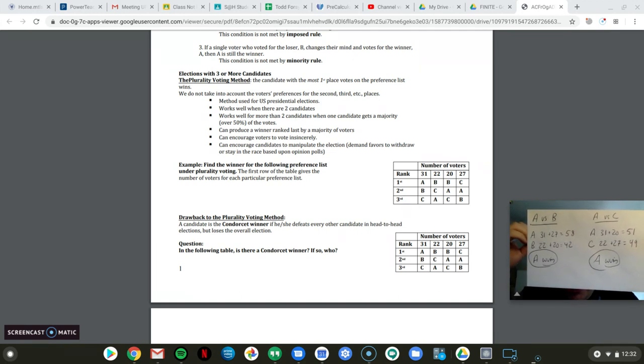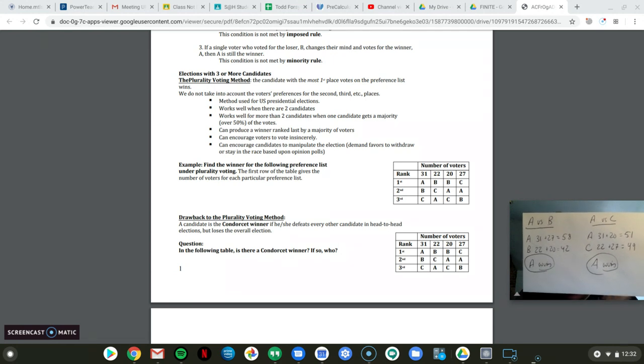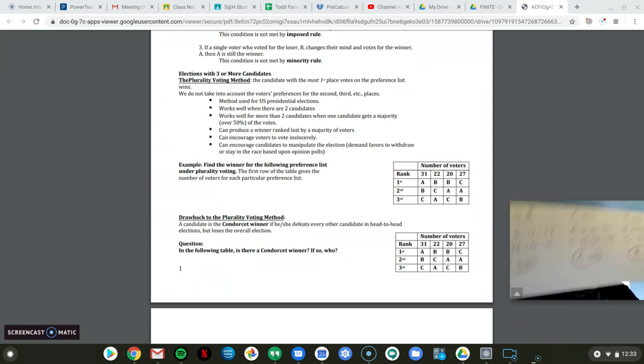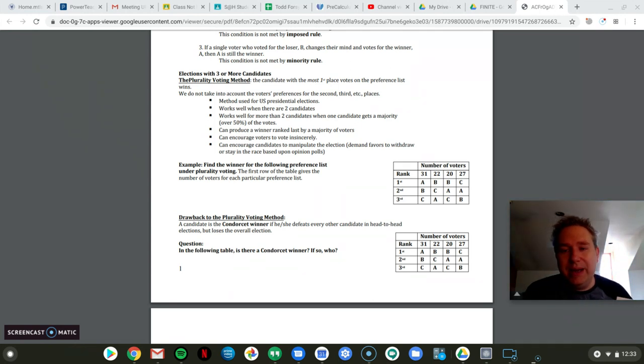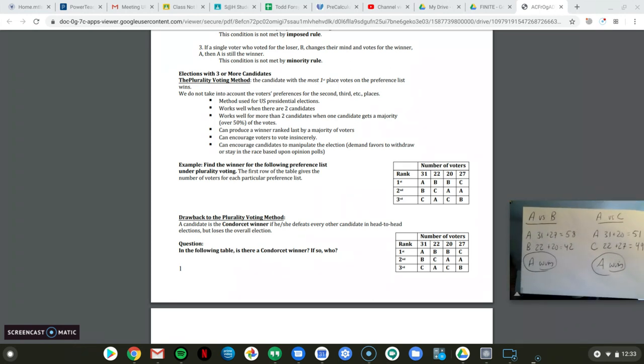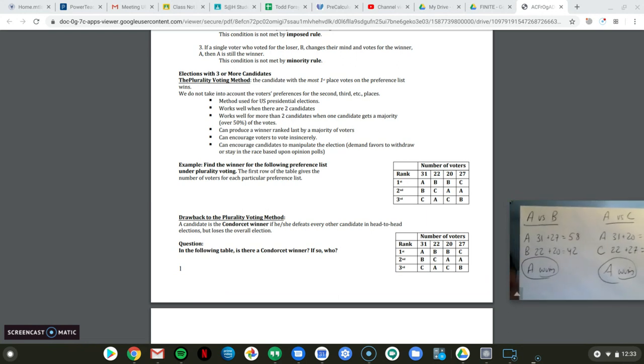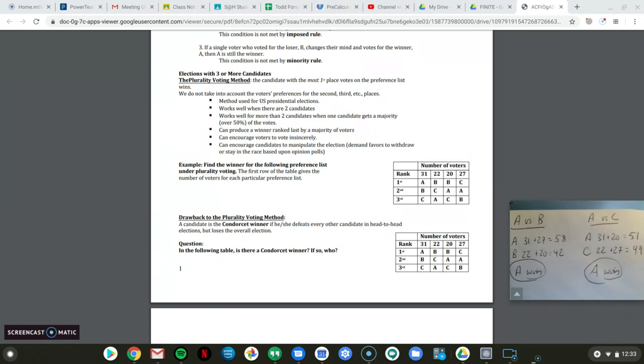A is the Condorcet winner because if it had only been an election between two and not three, A would have won both. It wouldn't have mattered if A had run against B or if A had run against C. A would have beat either B or C. But guess what? They didn't, because they only looked at plurality and B won by plurality. So is there a Condorcet winner in this table? Yes, because A would have won if you only look at the preferences. Who's higher, A versus B? Look at the preferences. Who's higher, A versus C? And that's how it would win.